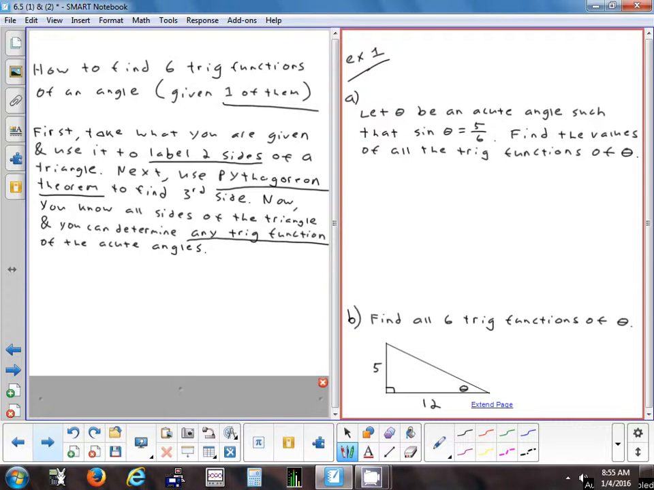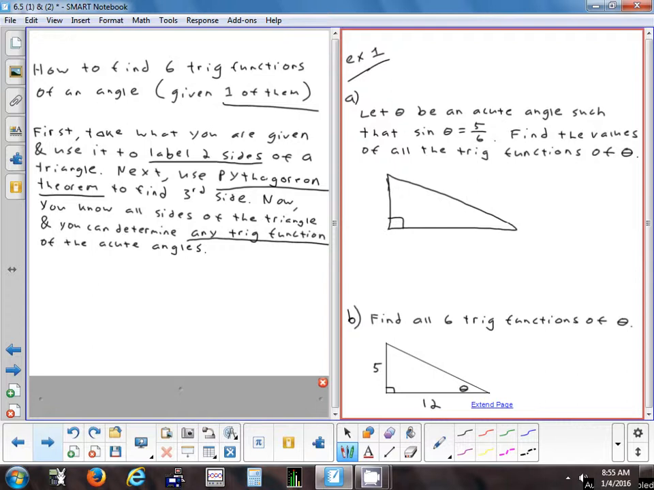Right, so example 1a, they're telling us that the sine of theta is 5/6. It doesn't matter how you draw your right triangle. You can reflect it, flip it. That doesn't matter. All right, so Brendan, if they're telling me the sine is 5/6, what two sides do I know? The opposite and hypotenuse? Yes, I know the opposite, and I know the hypotenuse.